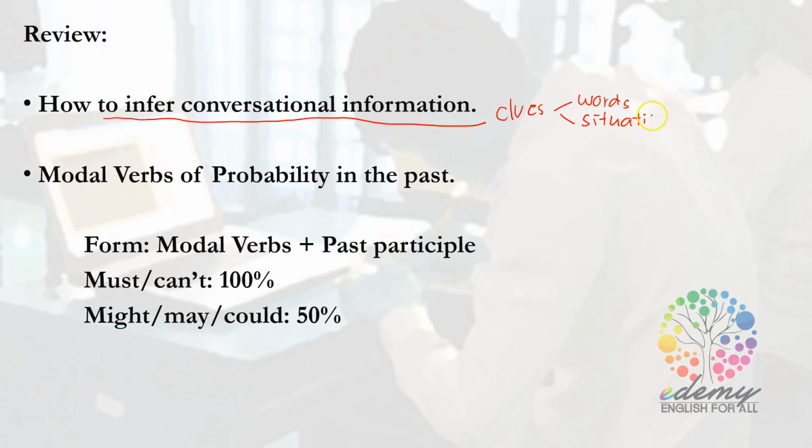And you also learned about modal verbs of probability in the past. The form of the modal verb is modal verb plus past participle, have plus verb 3. You can have must and can't, which are used when you are 100% sure that something happened or didn't happen. And use may, might, could, or might not, may not, could not to express when you are 50% sure that something happens or doesn't happen.